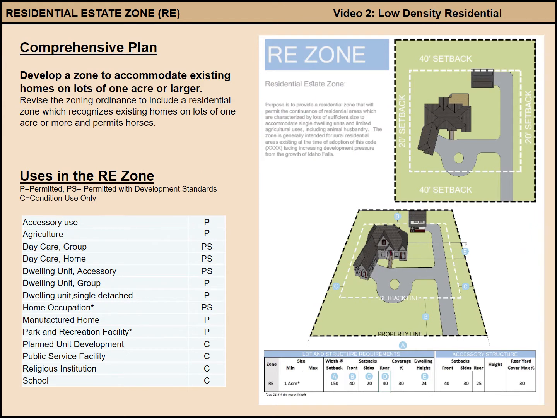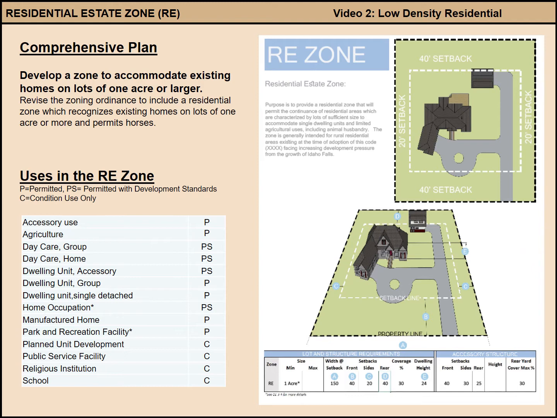One of the comprehensive plan policies that has never been implemented is the one you see on the upper left-hand side of the screen, to develop a zone to accommodate existing homes on lots of 1 acre or larger. As the city continues to grow, its boundaries come up against more and more properties that were developed in the county on large lots that have been allowed to have agricultural uses. Sometimes these properties need a city service, such as needing a sewer service when their septic tank fails. City policy has been to not connect properties outside city limits to city services. However, we don't have a zone that accommodates that development type very well.